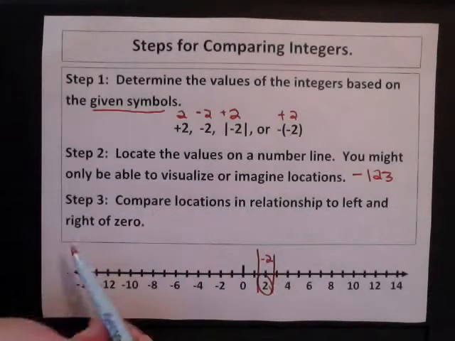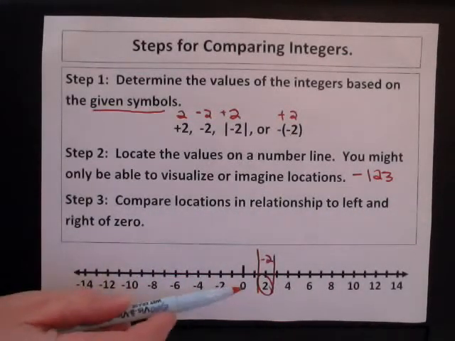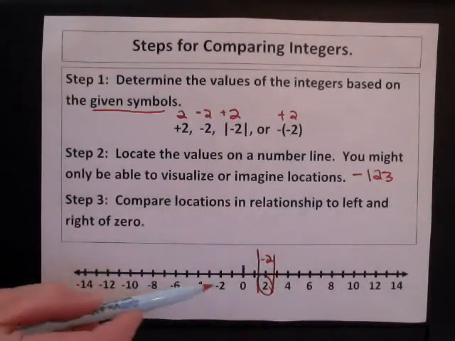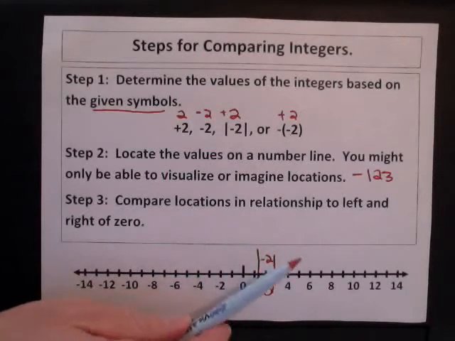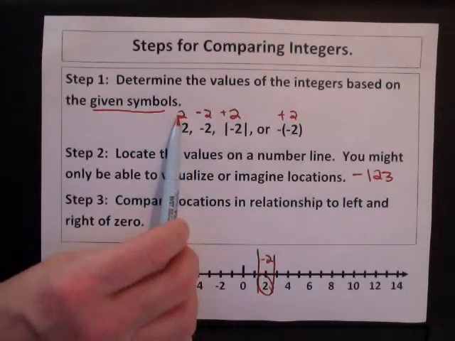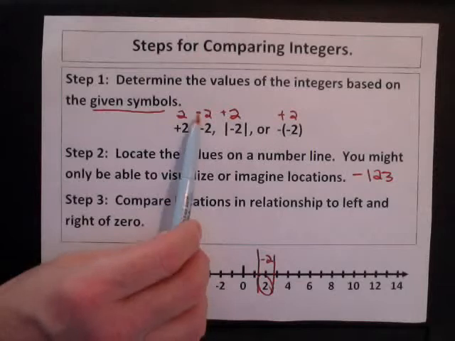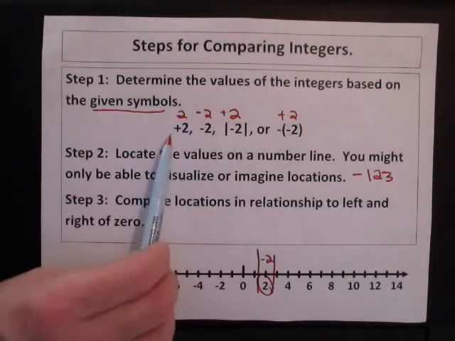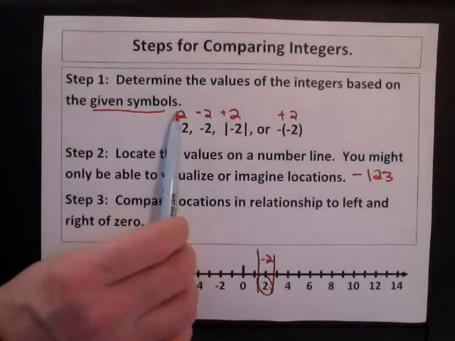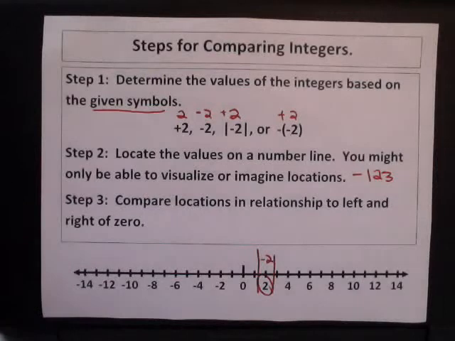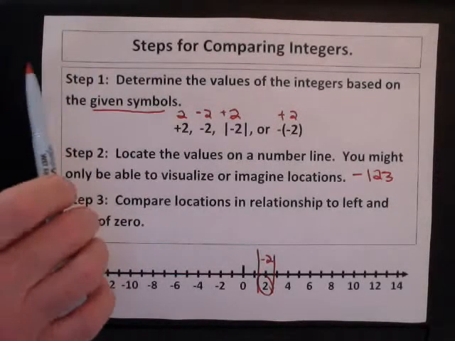And again, all you have to do is remember where or visualize where they are on a number line and then compare them and know that if it's a positive 2, it's going to be to the right of 0. If it's a negative, it's going to be to the left. And so then you know that positive 2 is greater than negative 2. All right, and we'll practice a couple of these.